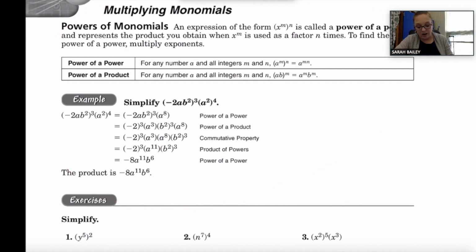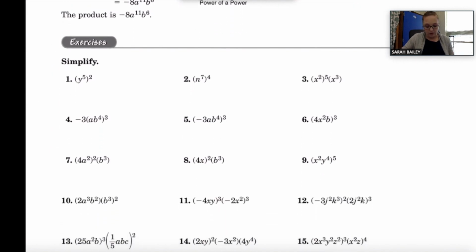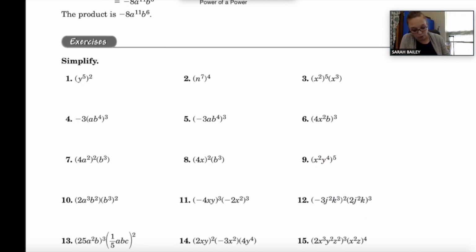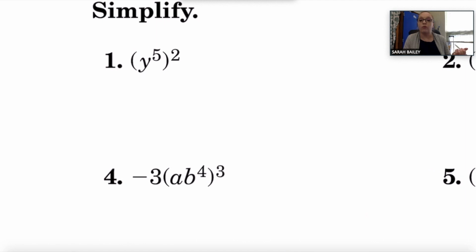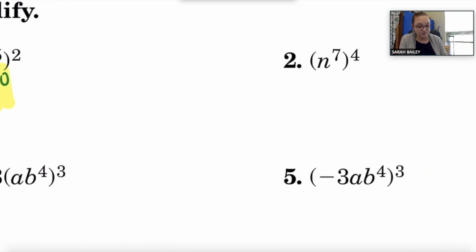Great. All right, so now let's do a few examples together. This time we're going to come into contact with that power to a power rule. For number 1, we've got y to the 5th squared. Remember that the power rule says we keep the base and then we multiply our exponents. So that's just going to be y to the 10th. And that's it for number 1.